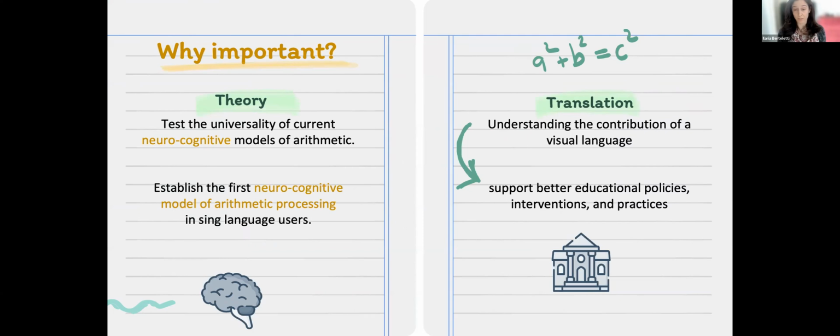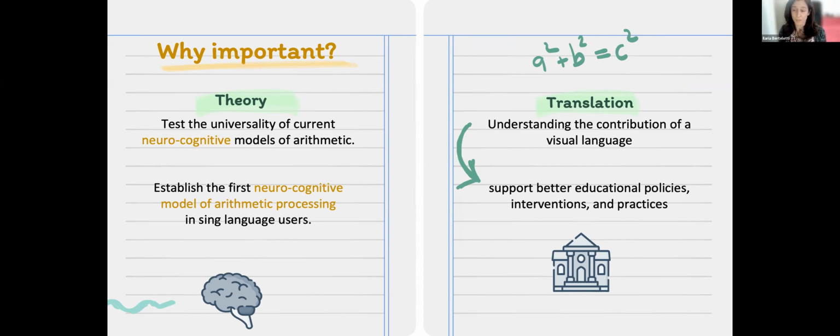So why is it important to understand how language modality impacts the brain networks? When I talk about language modality, I'm referring to manual signed languages that are perceived visually. All our studies so far have built the neurocognitive models using hearing and speaking participants, and we've kind of ignored the impact of a visual language and how this can change, modify, or not the networks involved in arithmetic processing.